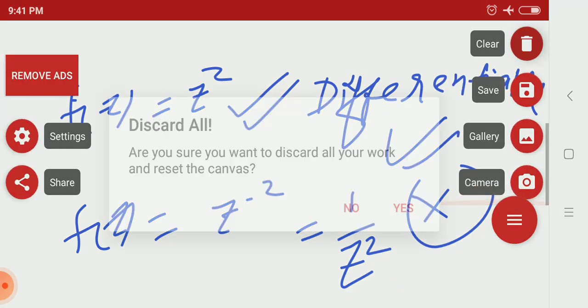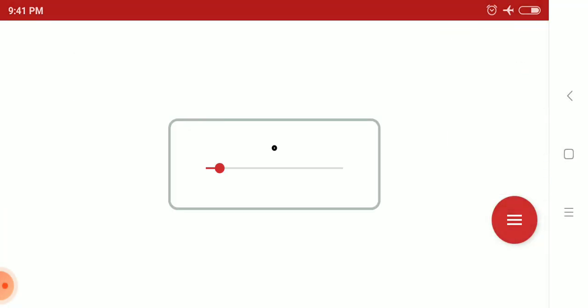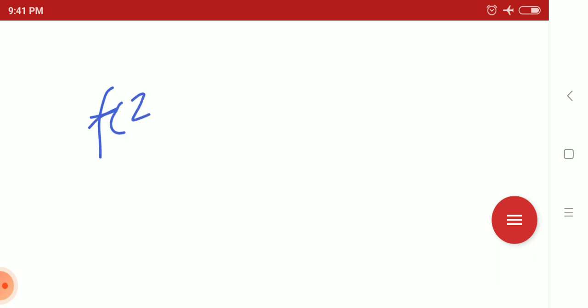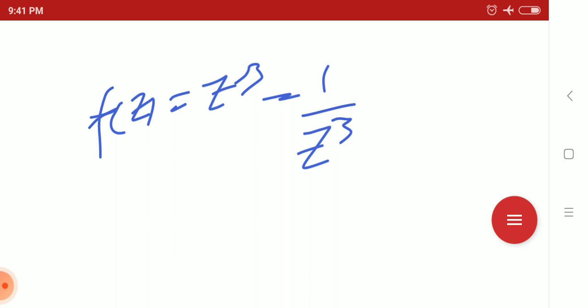Similarly, let's take f(z) equals z to the power minus 3. It is not defined at z equals 0. That means it is discontinuous at z equals 0.